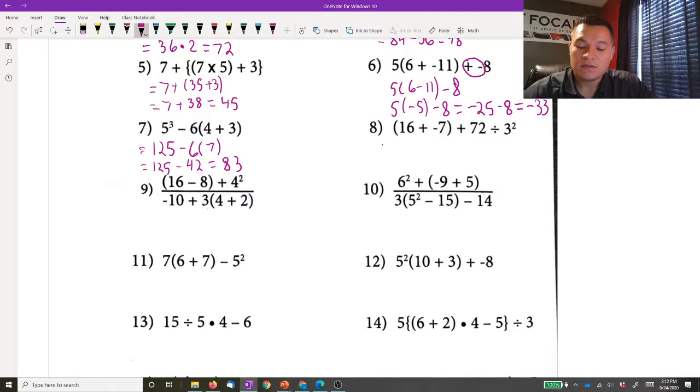Let's do this parentheses first. 16 minus 7 is 9 plus 72 divided by, we have an exponent. So before we do that division, we need to do that exponent. 3 squared is 9. So we have 9 plus 72 divided by 9. 72 divided by 9 is 8. It took me a while to remember that. Not 16, but 17.